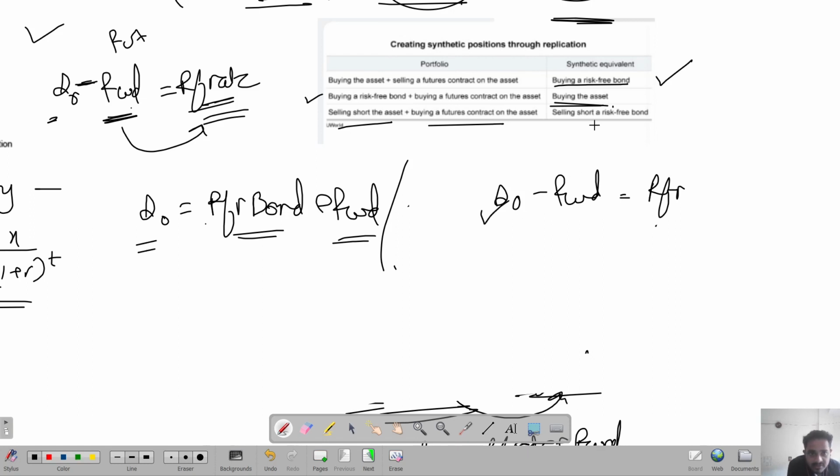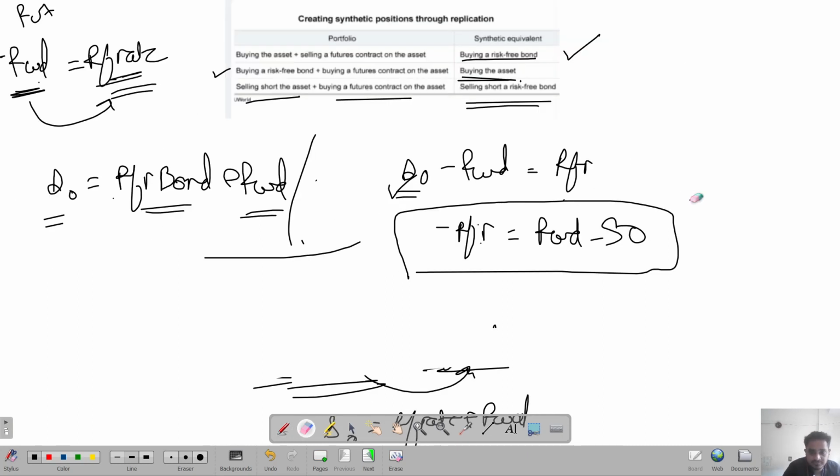Again, if you manipulate this, you can get selling short on a risk-free bond. If we manipulate the relation spot minus forward equal to the risk-free rate and put spot on the other side, this would be selling short a risk-free bond. Shorting a risk-free bond is the same as buying a futures contract. This is minus S0, where S0 means the spot, selling short. So this is basically what these three mean.